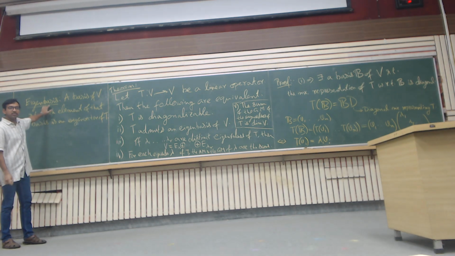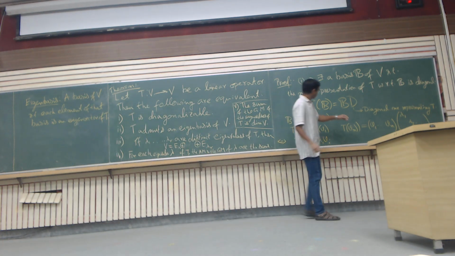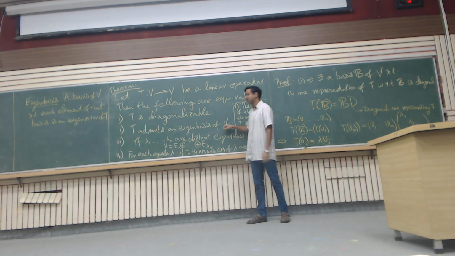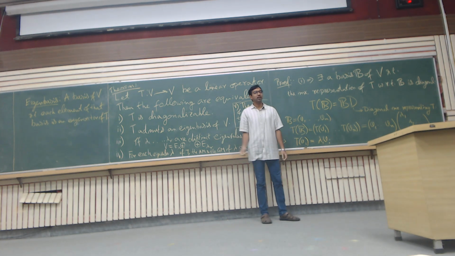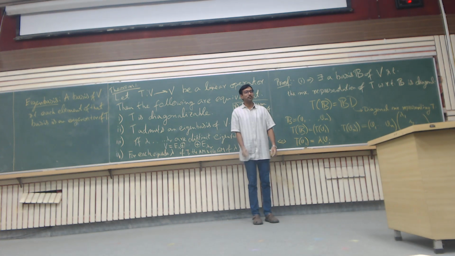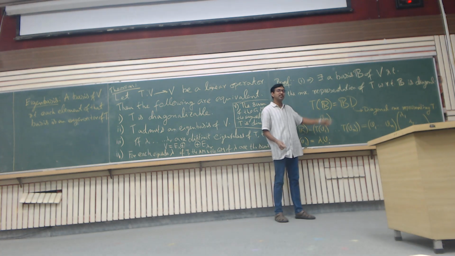If such a basis exists for which this happens, that is, T of B is equal to B D, we say that T admits an eigenbasis B. So this is obvious from the definition of diagonalization. You see? And on the other hand, if there exists an eigenbasis, then try to find the matrix of T with respect to that basis.